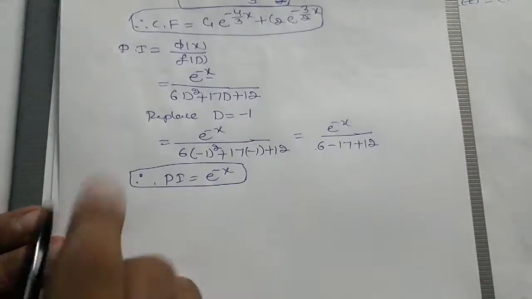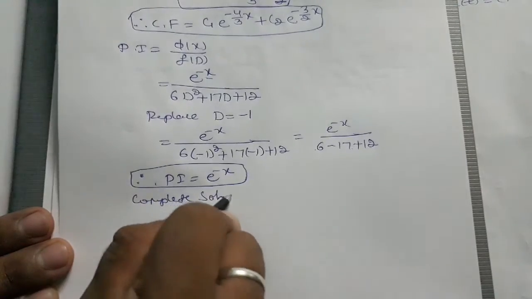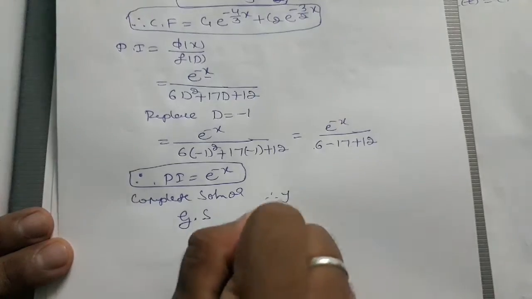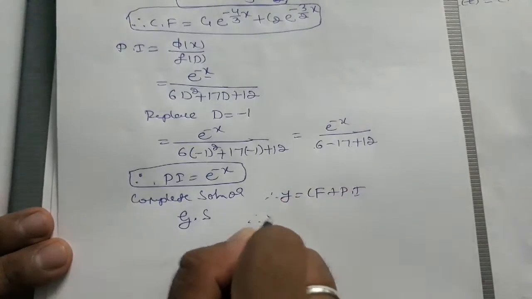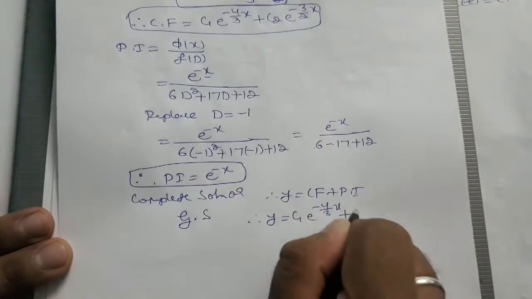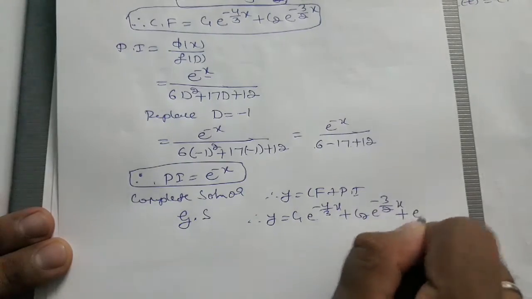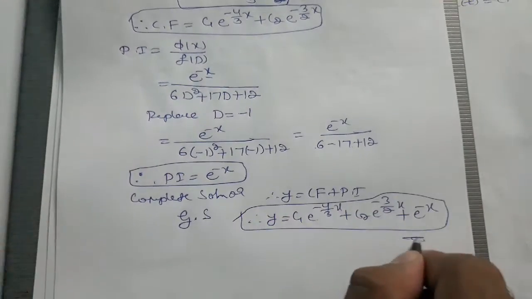Last, we have to write the complete solution, also called the general solution. Therefore y equals CF plus PI. So y equals C1 e to the power of minus 4 by 3 x plus C2 e to the power of minus 3 by 2 x plus e to the power of minus x. This is the required answer.